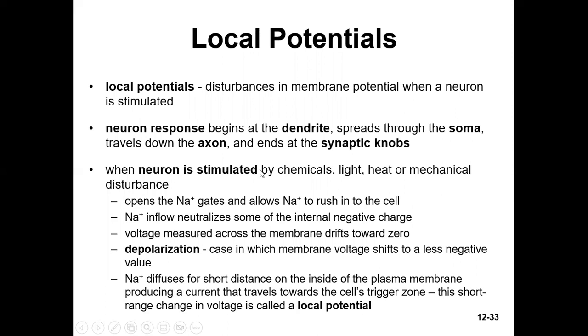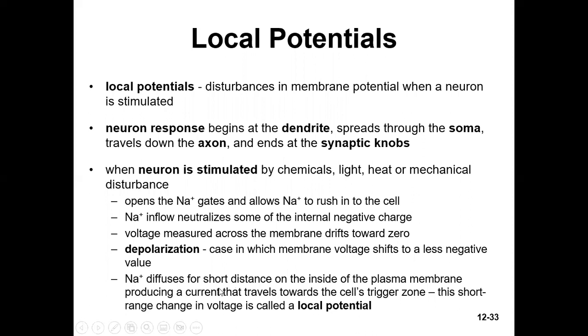When a neuron is stimulated, and this could be by a chemical, by light, by heat, or some type of mechanical disturbance, this is how things will go. It will open those sodium gates that allow sodium into the cell. The inflow will neutralize some of that negative charge. Remember, starting out at negative 70 millivolts. Then the voltage measured across that membrane will start neutralizing itself and coming to neutrality. This is what we call depolarization. It's coming into a neutral state.